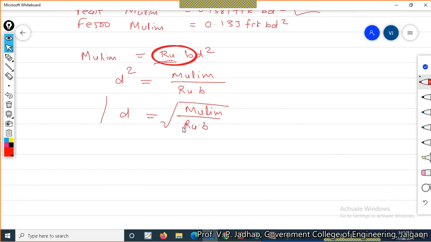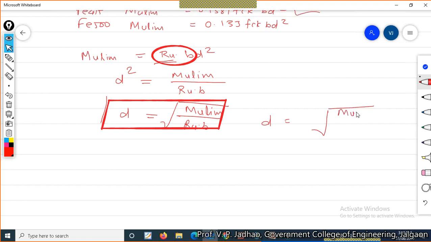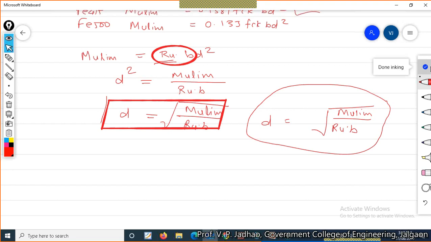We can calculate the depth of any beam or slab by using this particular formula, that is D is equal to under root MU limiting divided by RU into B. By using this particular formula, we can calculate the value of depth of any beam or slab. Okay, so up to this point, this portion is covered in RCC 1.